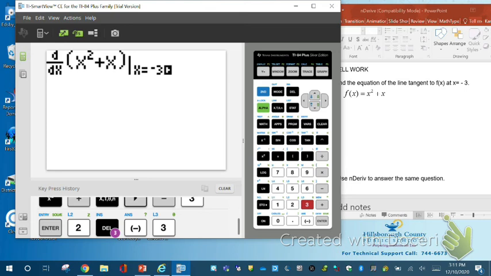Now, hopefully when I hit enter, it's going to tell me the value of this derivative when you plug in a negative 3 to it. So it's going to do the derivative for me and plug in the negative 3. And there you go, -5. Okay? So n derive is for calculating the derivative at a point.